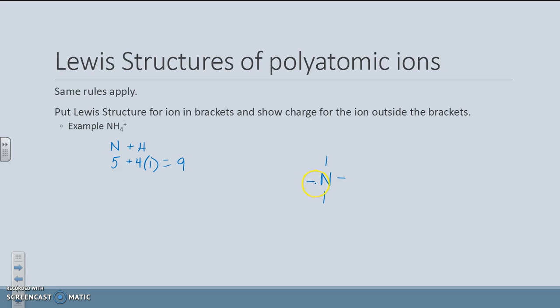All right. Is that right? 5, 6, 7, 8, 9. Okay. 2, 4, 6, 8. And then we've got hydrogen, we've got hydrogen, we've got hydrogen, we've got hydrogen.